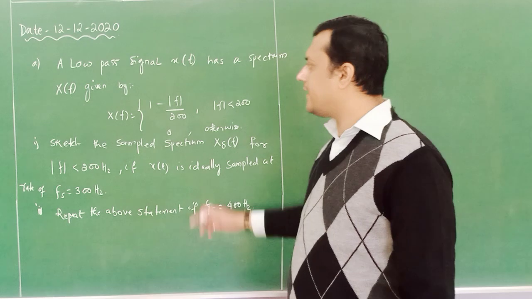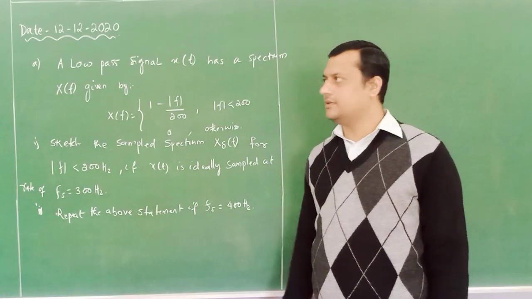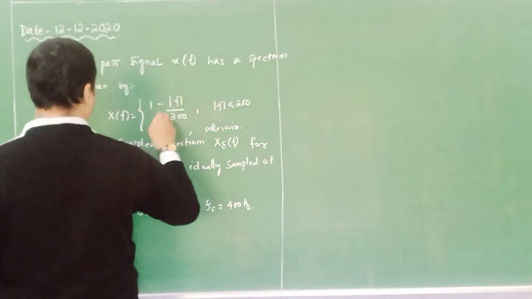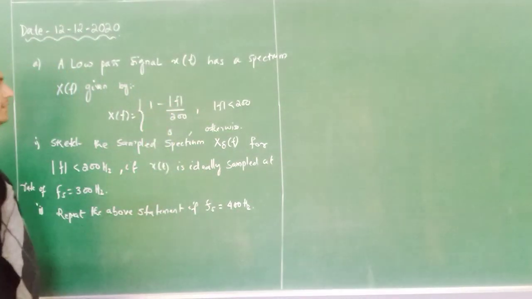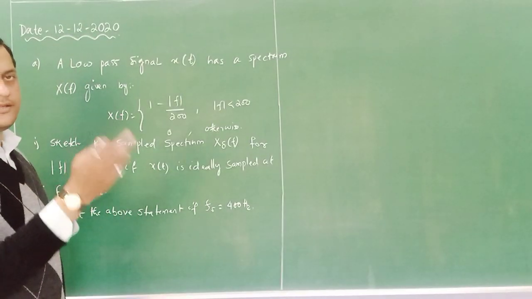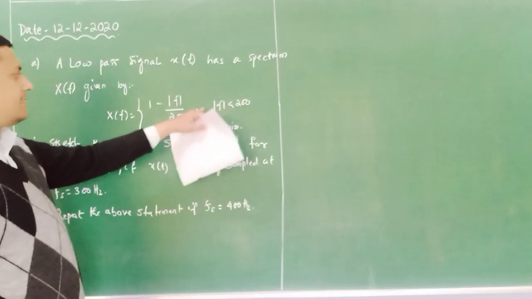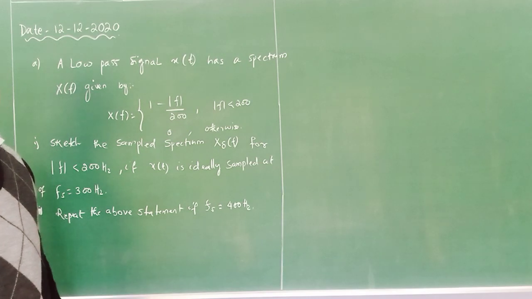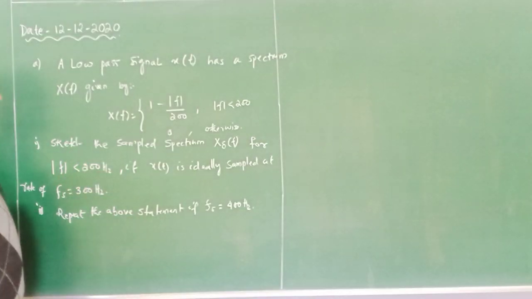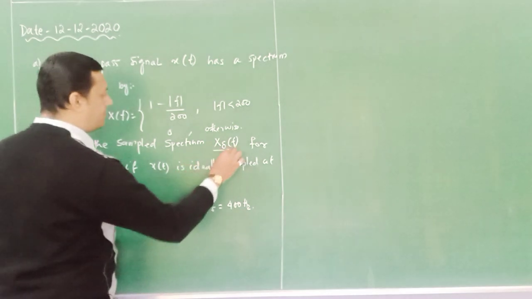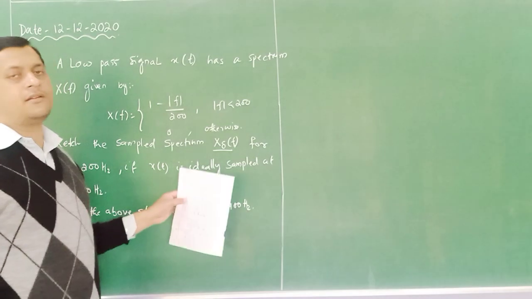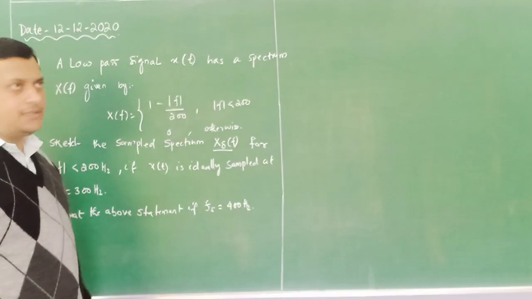So these are the two things which are given to us. One, x of t is given, where its spectrum X of f is 1 minus mod f divided by 200, where mod f lies between minus 200 to plus 200. This indicates that f can be positive, it can be negative. First we need to identify the sampled spectrum X delta of f. X delta of f means it is the spectrum of the sampled signal.